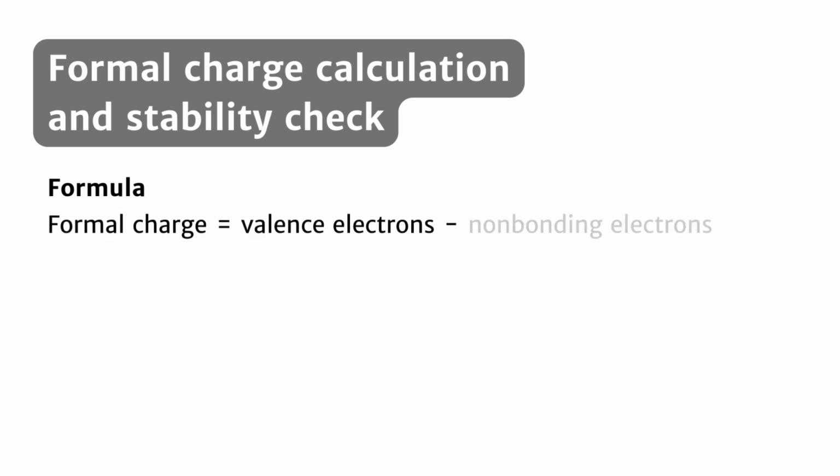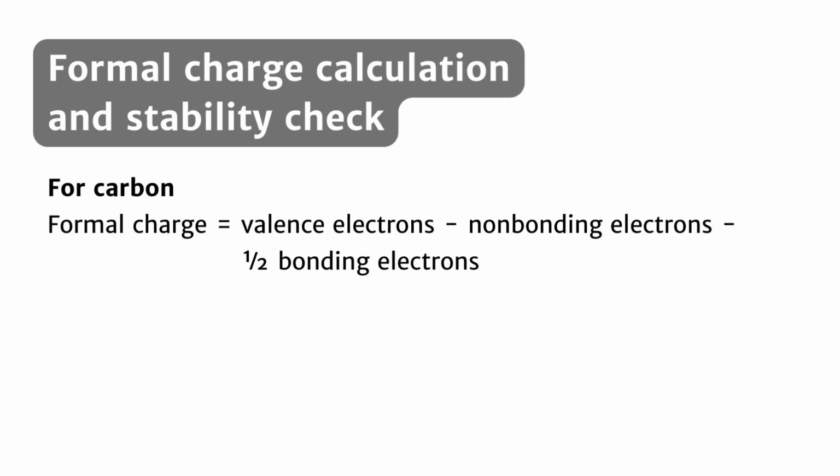This is the formula we can use to calculate formal charges for the CH4 Lewis structure. Formal charge equals valence electrons minus non-bonding electrons minus half times bonding electrons. Just input the data and allocate the values to obtain the formal charges for each individual atom.